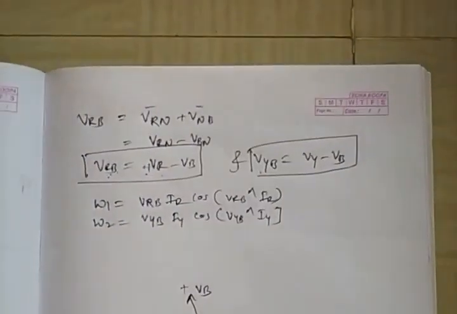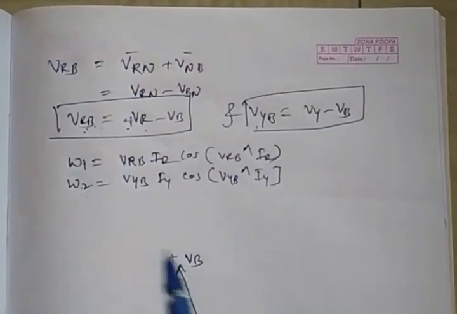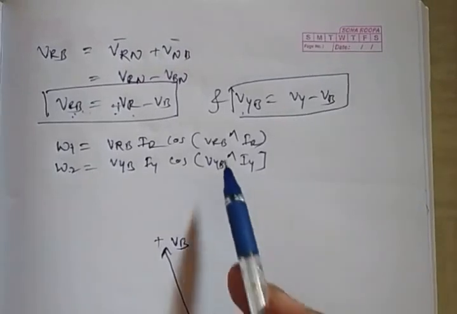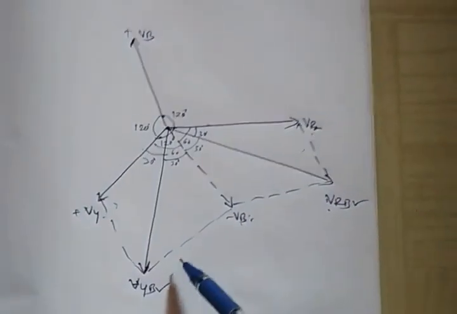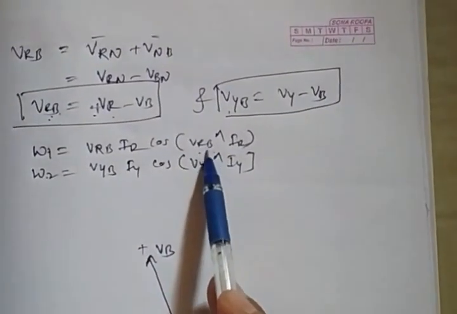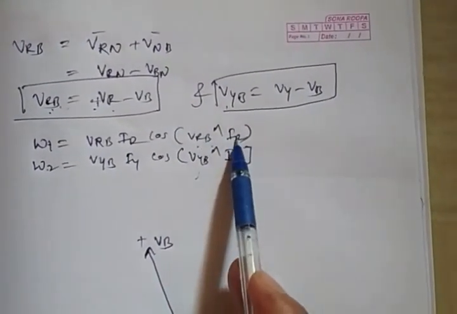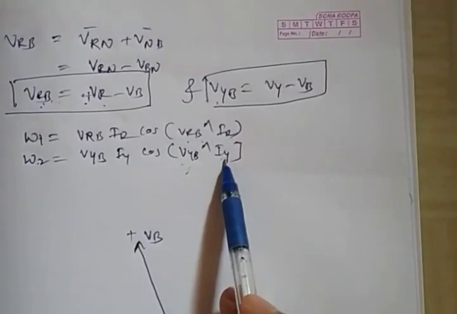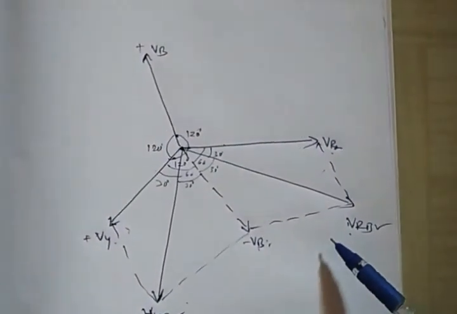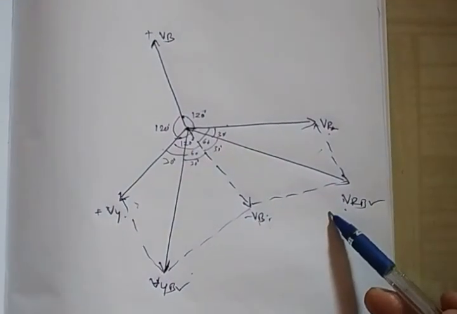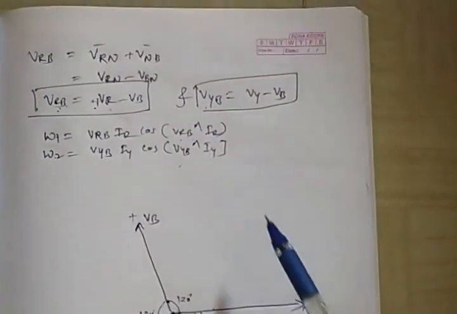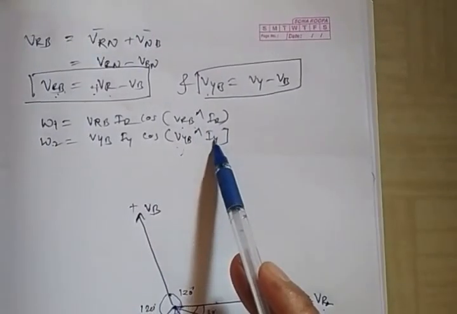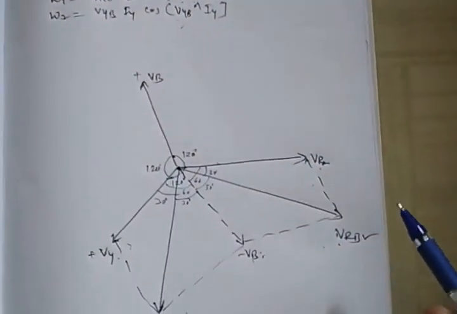So here I have written again the same equations, W1 and W2 equation. So VRB and VYB are written in the vector diagram, and now we actually require the phase angle between VRB and IR, VYB and IY. But IR and IY we have not taken here in the vector diagram. So far we have not taken IR and IY values. That's why let us assume IR, IY or IB directions.